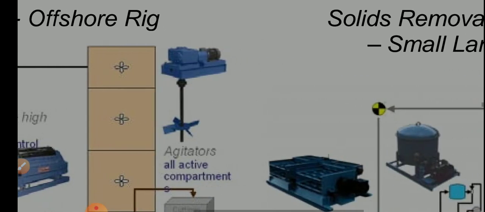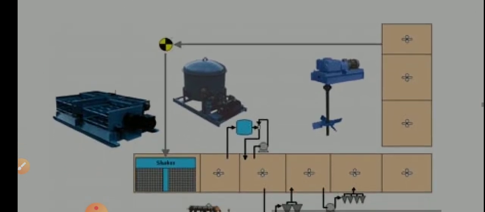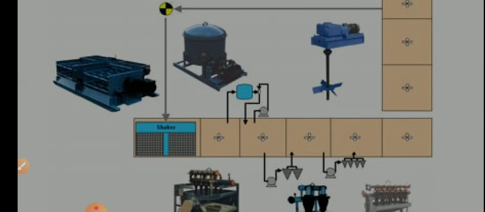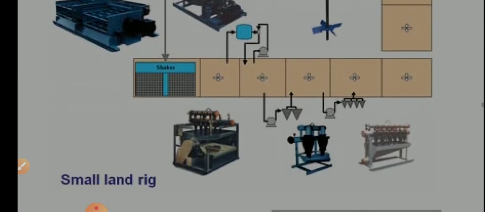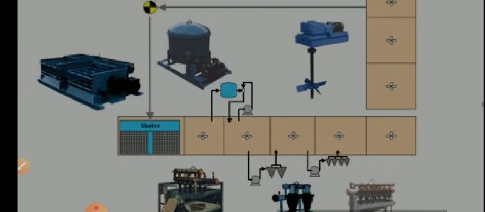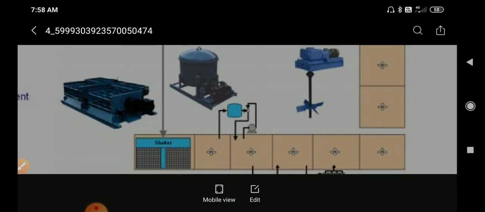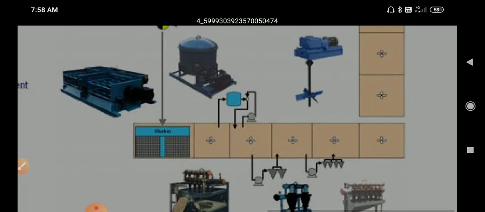And here you see the solids removal system for the small land rig. As we discussed before in the offshore system, here also there is a shale shaker, and later it goes to the same kind of desander, later desilter, and next it goes to the mud agitator, then it goes again to the mud system. So that is the difference between the two systems.